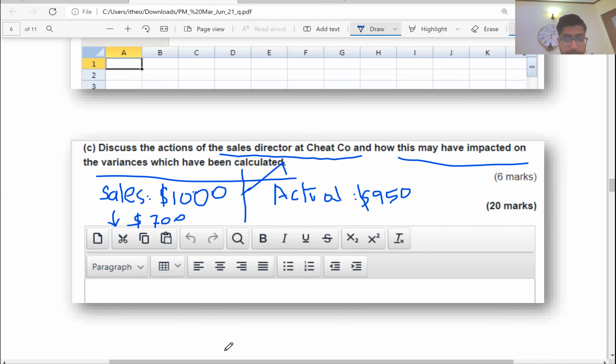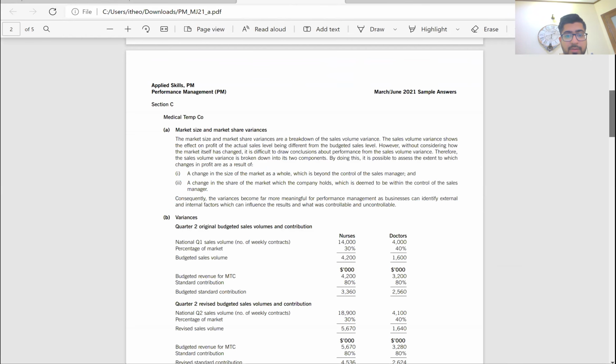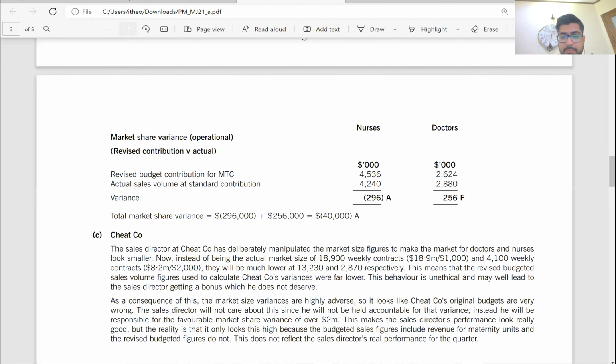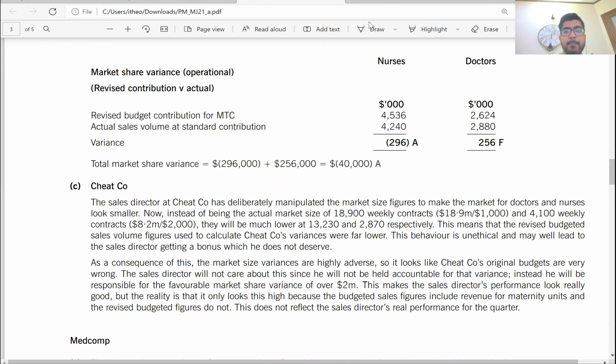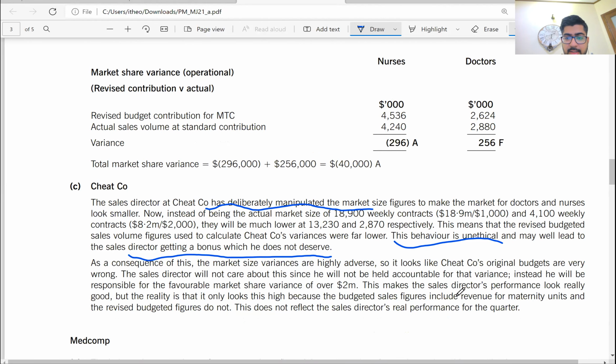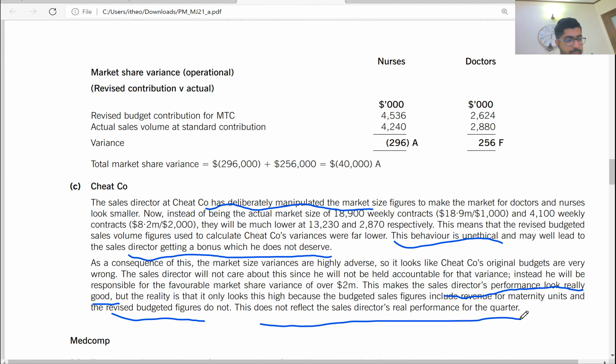However, let me tell you one thing. It's better to always read the answers from the examiner's answer. Just a general summary: the sales director at Cheat has deliberately manipulated the figures. The behavior is unethical, and may well lead to the sales director getting a bonus which he does not deserve. As a consequence, the sales director's performance looks really good, but this does not reflect the director's real performance. So the summary is the same as what I showed you.